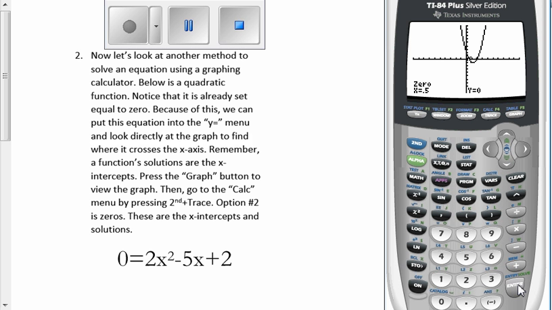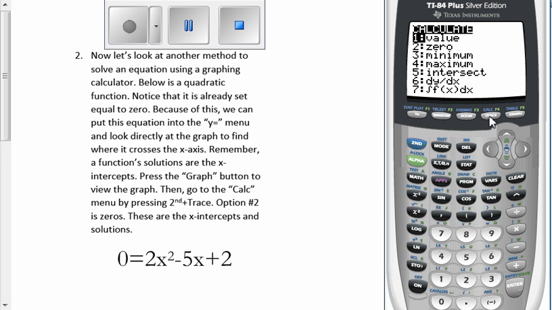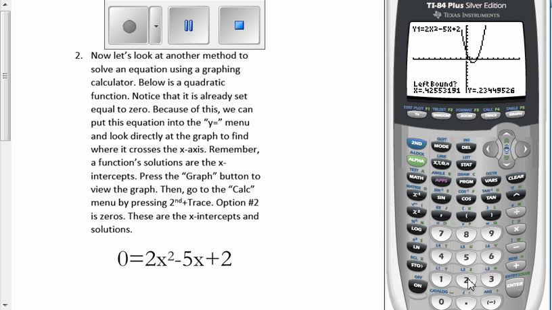To find my second x-intercept, I will repeat that process. So we'll go to second trace for our calc, number 2 for our 0, and then I will scroll so that I'm on the left-hand side of my second x-intercept. Hit enter. Scroll so that you are on the right-hand side of the second x-intercept. Hit enter. For guess, scroll closer to that x-intercept. Hit enter. And your second x-intercept is found at 2, 0.